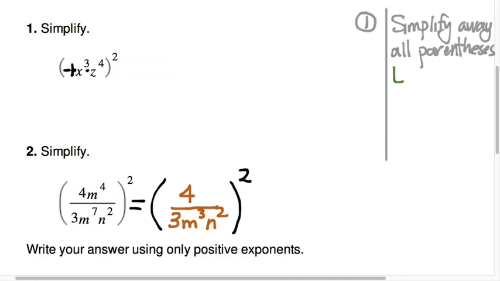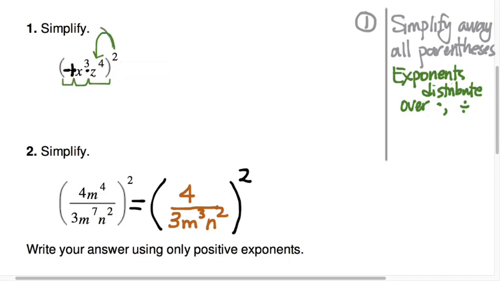When we were talking about the layer cake, this was one of the lessons from the layer cake. Exponents distribute over multiplication and over division. So what in particular does that mean for this exponent of 2 and the multiplication on the inside of these parentheses? What should I do? I should distribute. Distribute that exponent to all 3 of the factors.